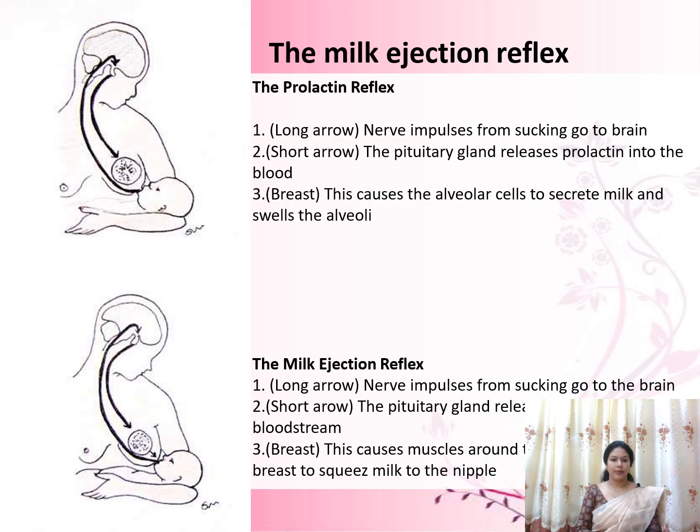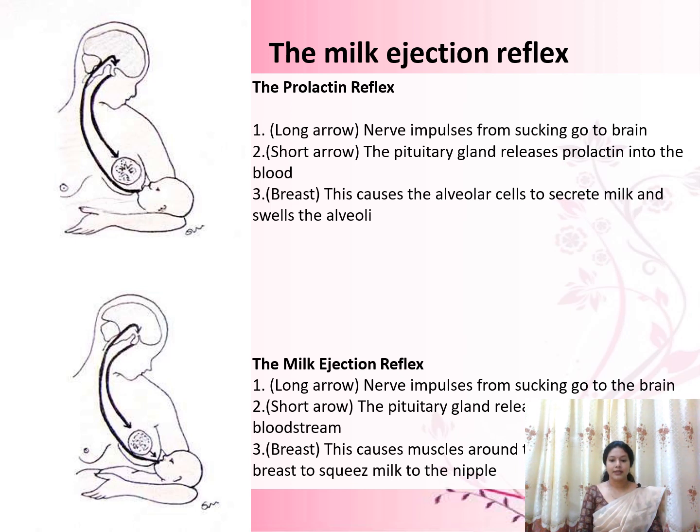Now we can see how the breast milk is getting produced and how it is getting ejected from the breast. The first one is the prolactin reflex, or milk secretion. That is, when the baby is sucking on the nipple, this stimulation will go to the brain, and the pituitary gland will release prolactin into the blood, and this will make the alveolar cells secrete milk from the alveoli, and the alveoli will swell because of the production of the breast milk.